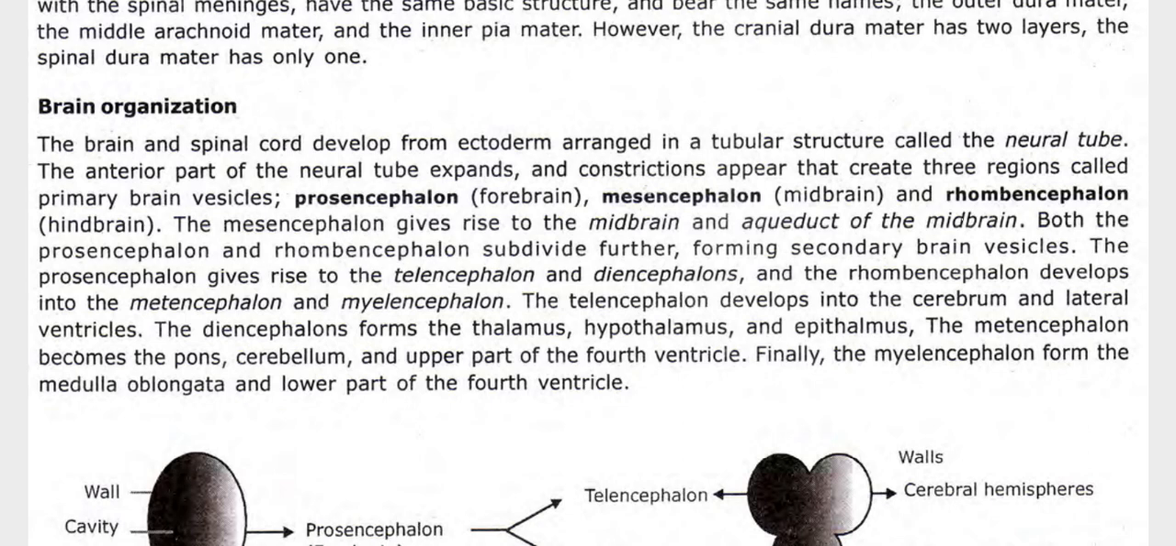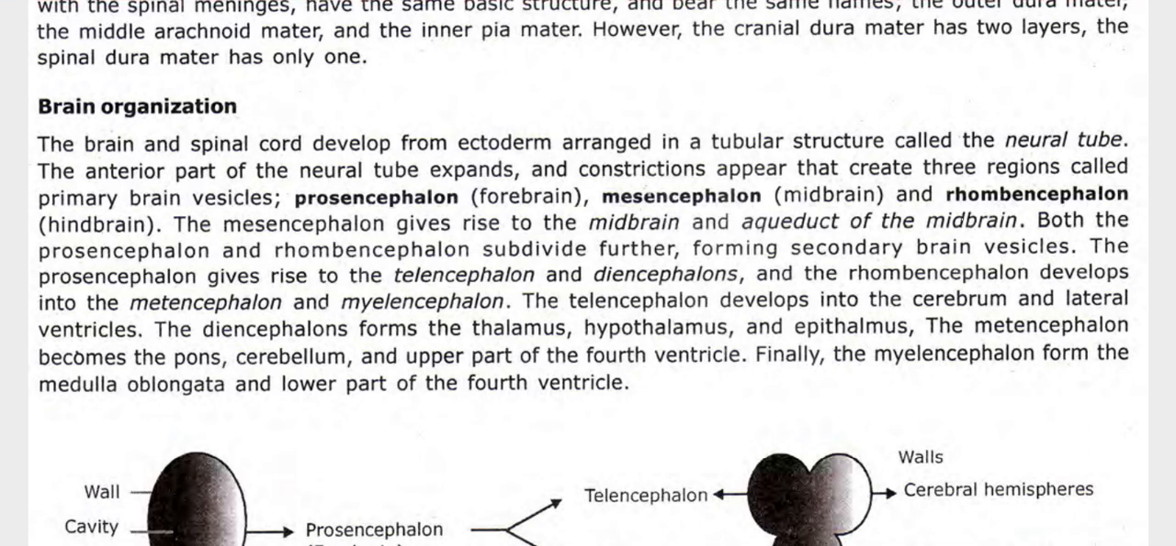Okay, metencephalon, myelencephalon. Prosencephalon divides into telencephalon and diencephalon. The telencephalon develops into the cerebrum and lateral ventricles. The diencephalon forms the thalamus, hypothalamus, and epithalamus, and the metencephalon becomes the pons, cerebellum, and upper part of the fourth ventricle. Finally, the myelencephalon forms the medulla oblongata and lower part of the fourth ventricle.